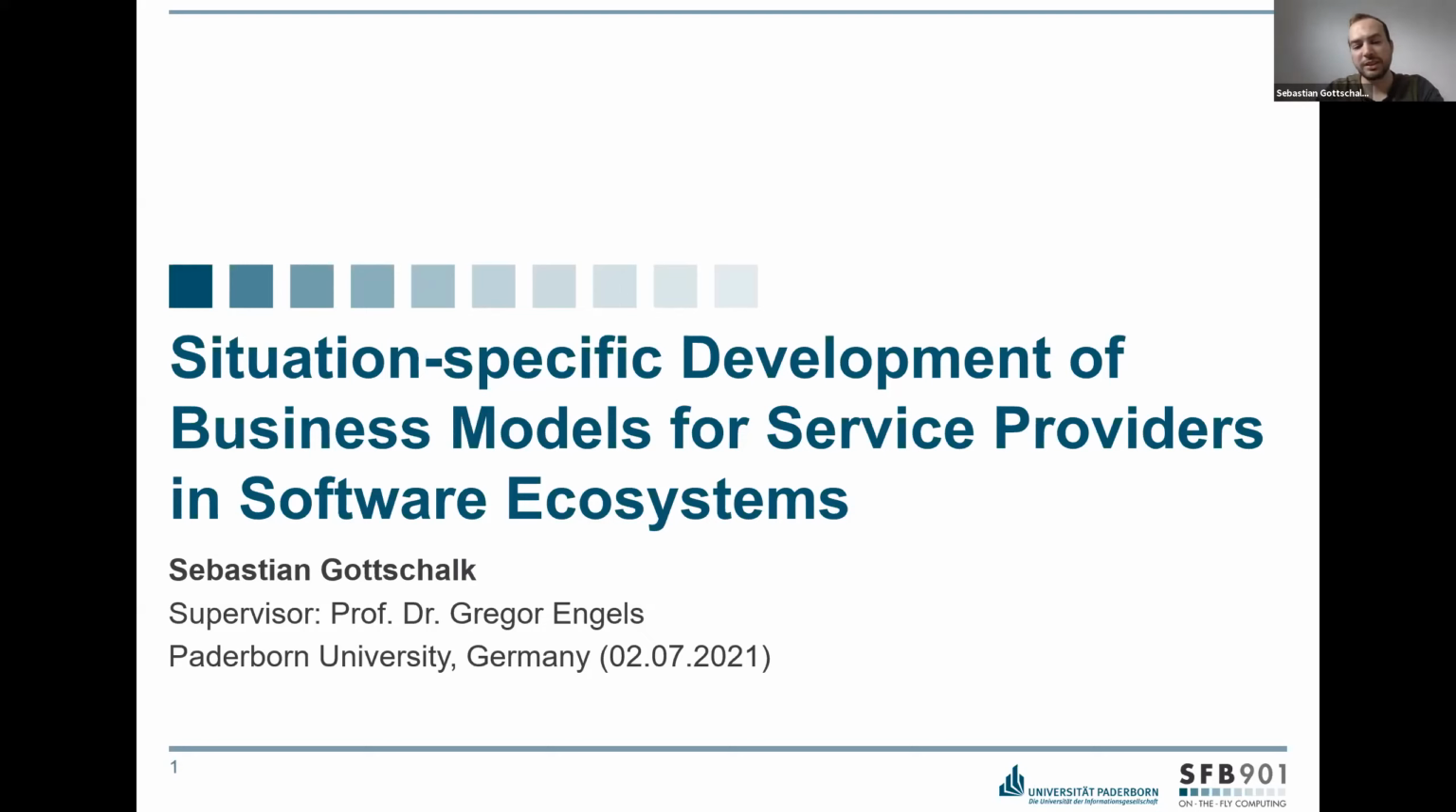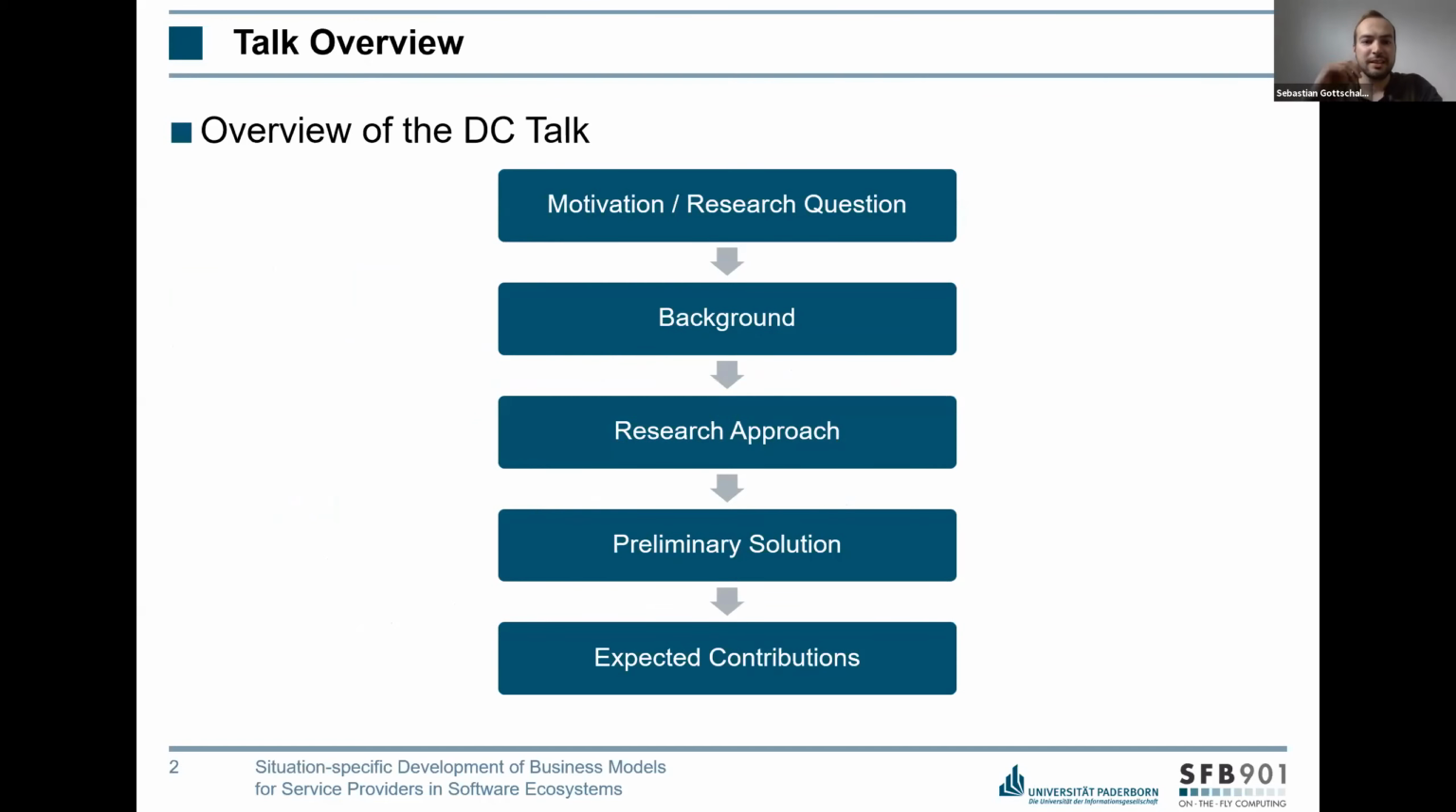But before going into my topic, let me quickly structure the talk for today. At first, I will motivate my problem and also state my research question. Based on that, I will briefly cover the background of digital method engineering and show my research approach based on design science research. Out of that, I also want to show you a preliminary solution and show what the expected contributions of my thesis should be. But at first, let me motivate everything.